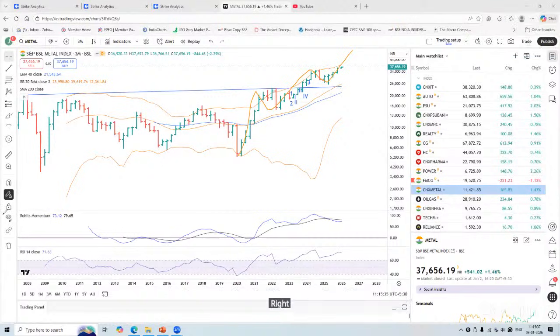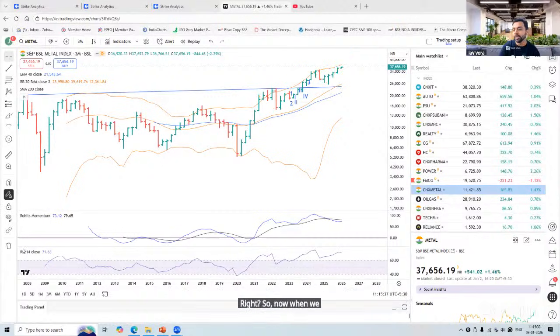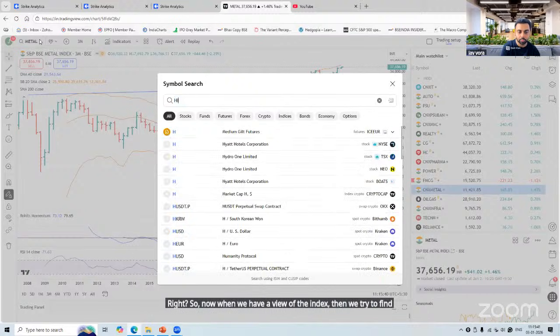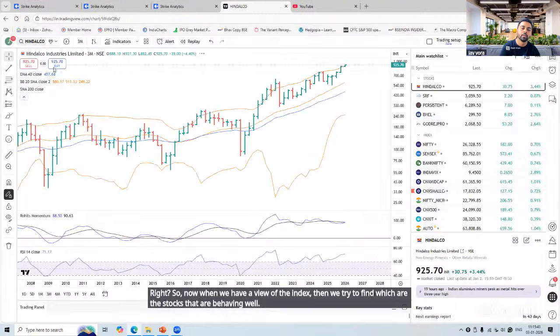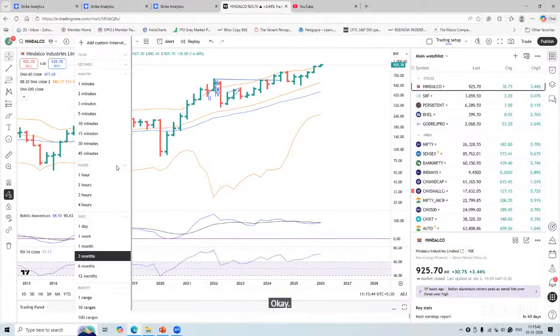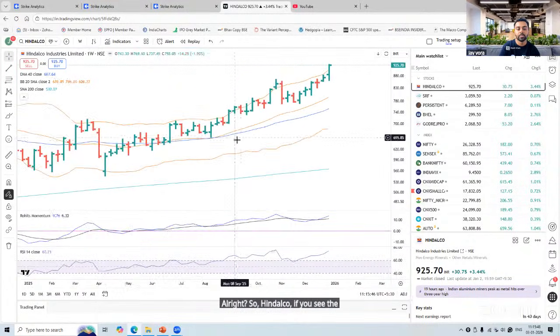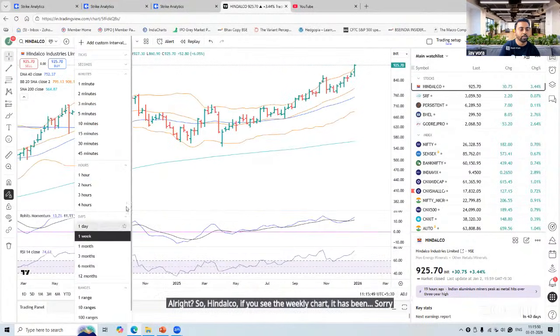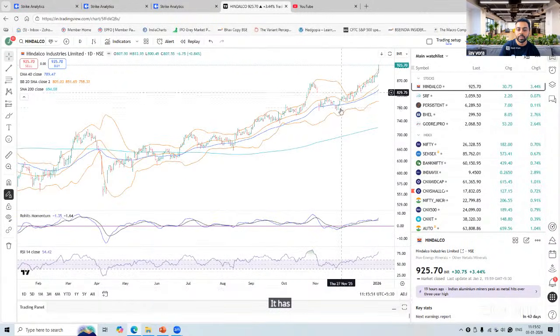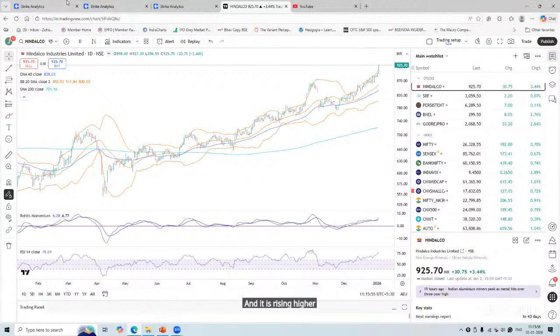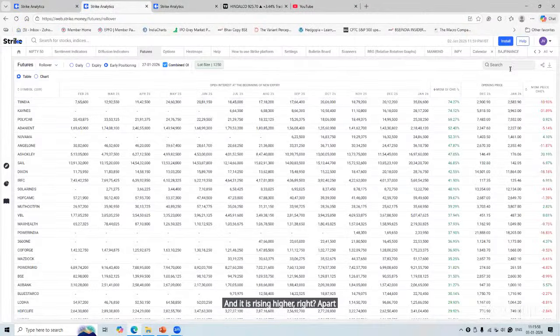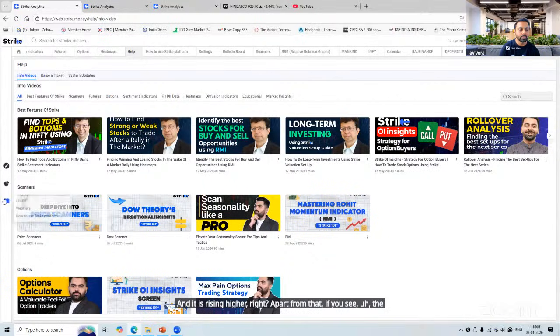So now when we have a view of the index, then we try to find which are the stocks that are behaving well, right? So Hindalco, if you see the daily chart, it has been respecting that 40-day and it is rising higher, right? Apart from that, if you see the open interest as well.